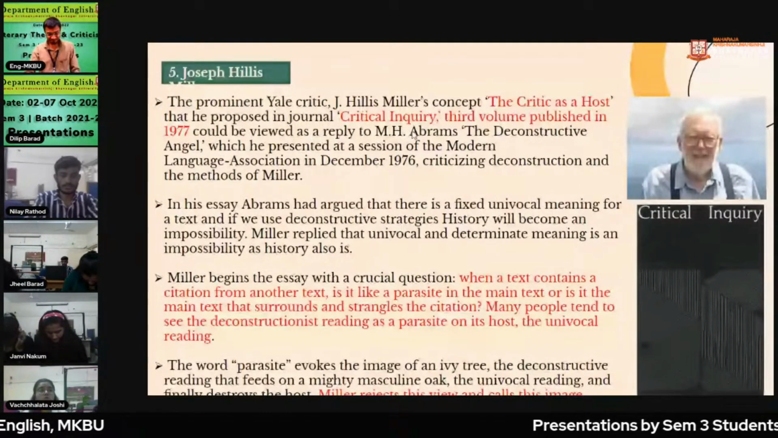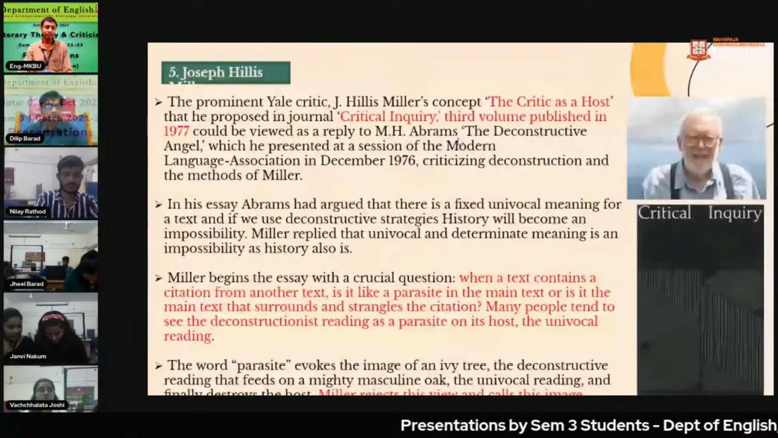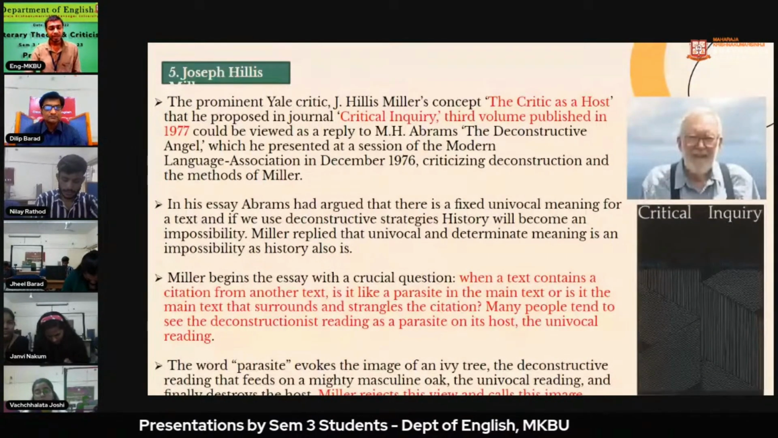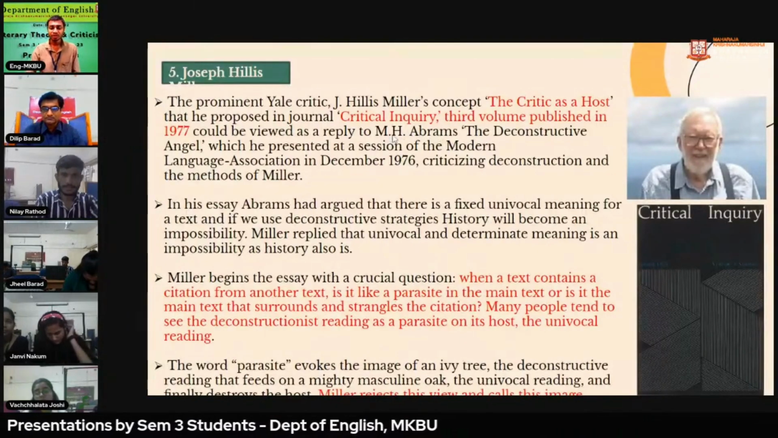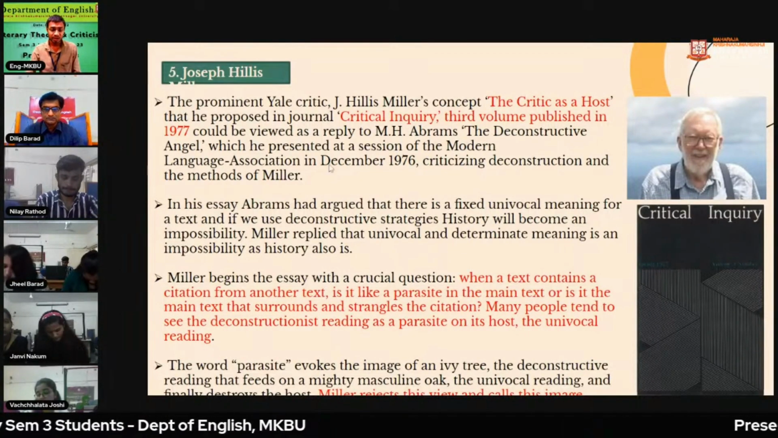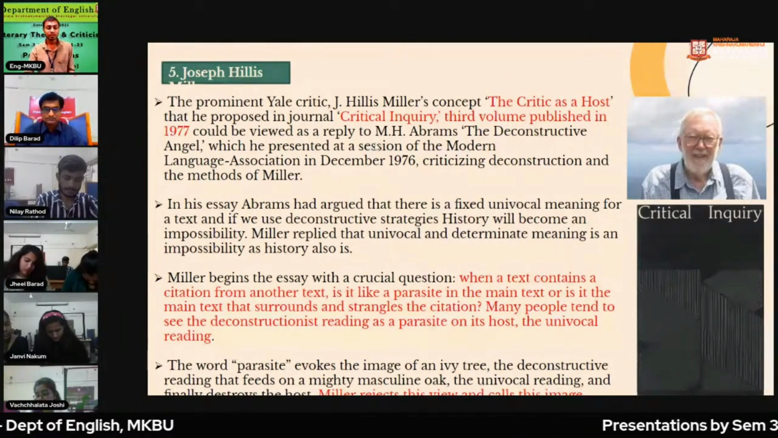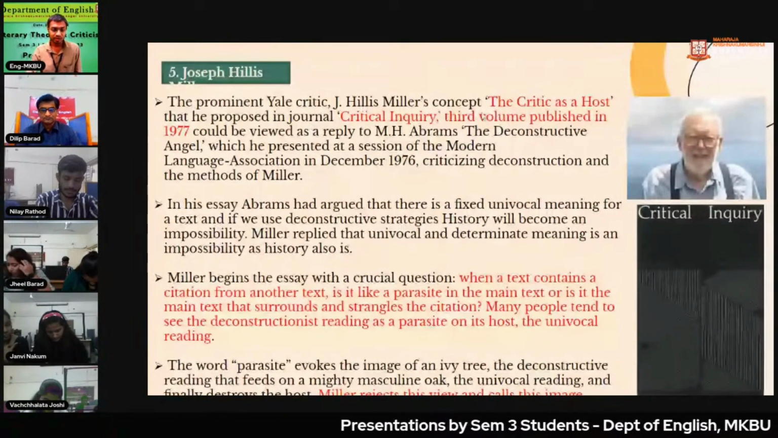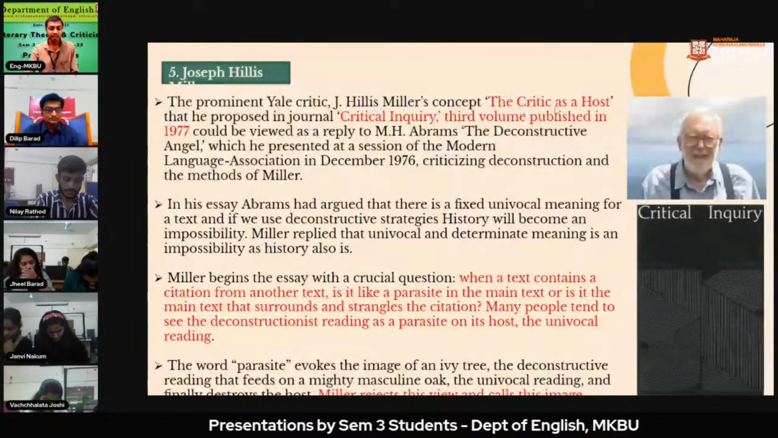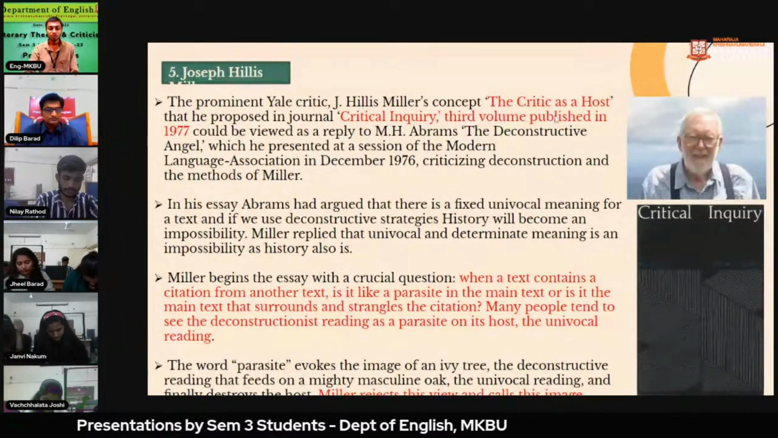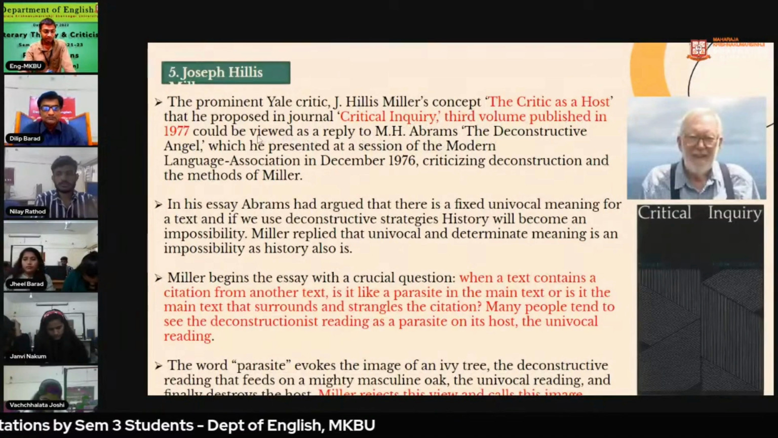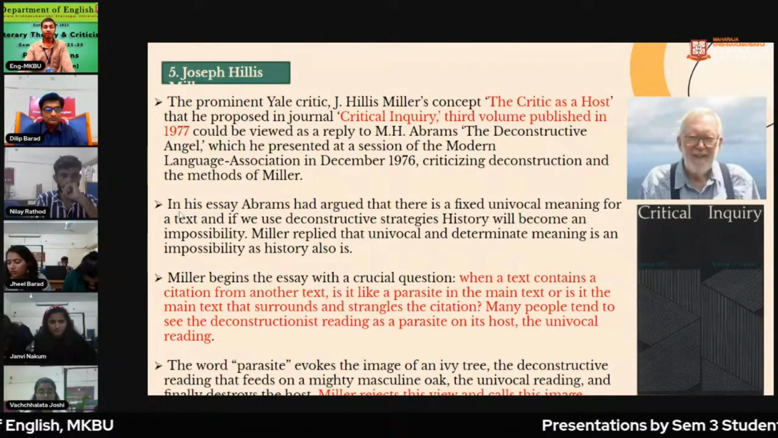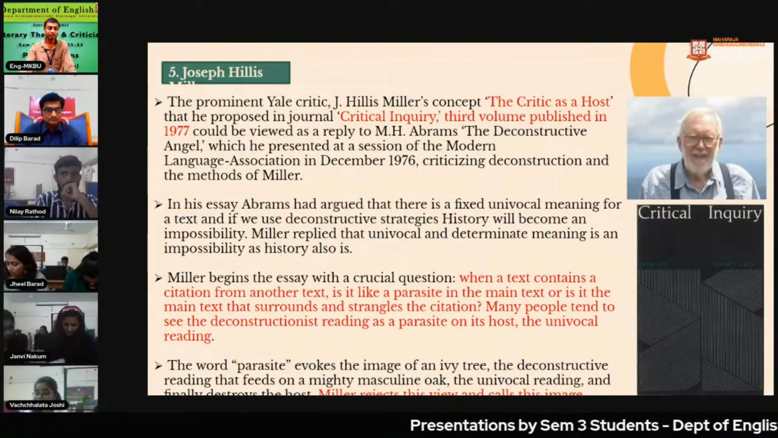So as we have Philip Sidney's reply to Stephen Gosson in his Defence of Poesy, at the same time M.H. Abrams is also writing from a deconstructive angle, and to give a response to this, J. Hillis Miller writes The Critic as Host, Critical Inquiry, third volume, published in 1977. So now what happens? The conflict is there between M.H. Abrams and Joseph Hillis Miller. So what conflict is there?